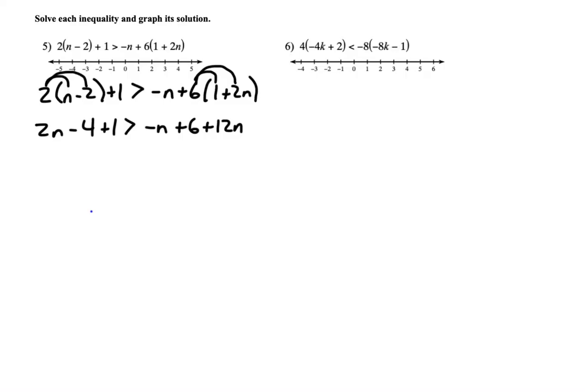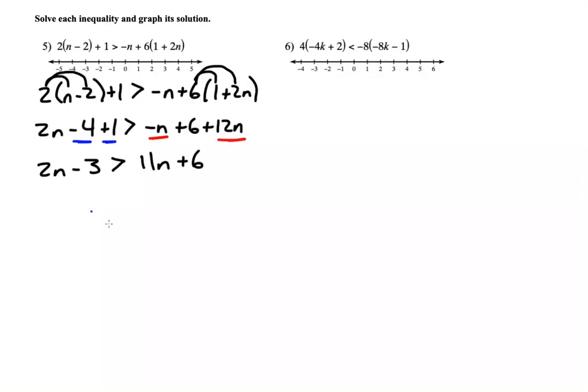Now I can combine my terms. Over here I've got a negative 4 and a 1, so I can combine those. And on the right side I have a negative n and a 12n, so I can combine those. So on the left side, 2n, and then negative 4 plus 1 is just negative 3, greater than negative n plus 12n, that would just be 11n. And then I have a plus 6.